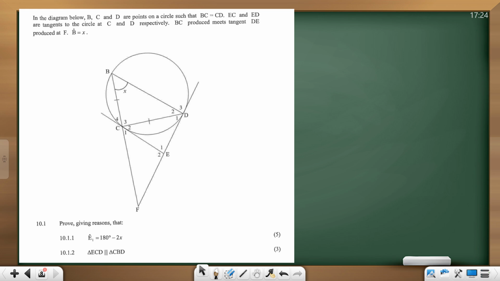Start by reading. In the diagram, B, C, D are points on the circle such that BC is equal to CD. Look, first, BC is equal to CD. I already have my D2. Does that make sense? And that's why I told you to draw and make notes. Guys, what is D2? Do you have D2 already?